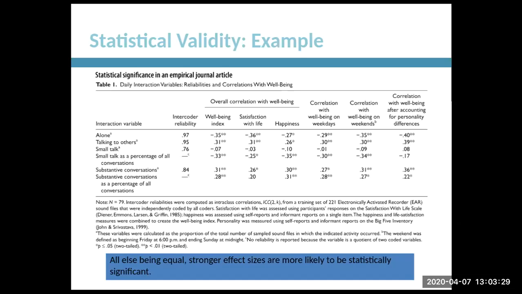Satisfaction with life, negative 0.36, and being alone. Correlation on weekdays and weekends and being alone. A lot of this has to do with being alone, as you can see. But even substantive conversations and well-being, 0.31. And 0.28, we see two asterisks next to it.